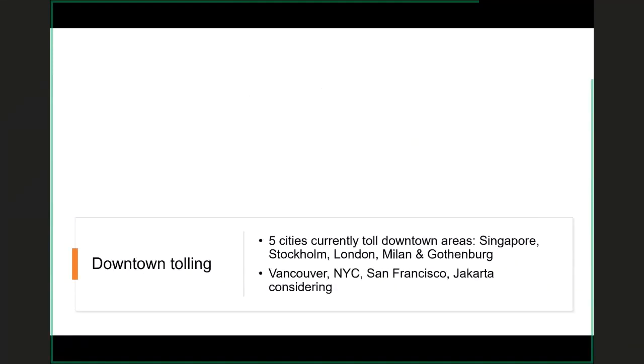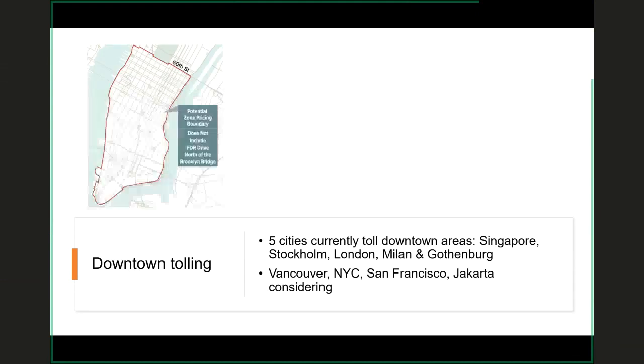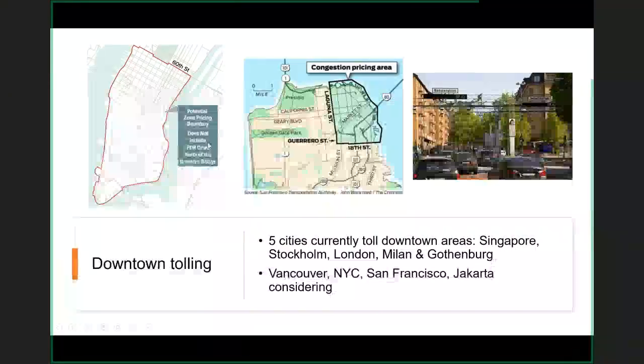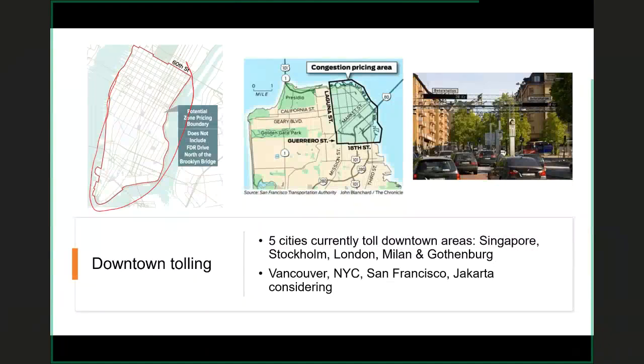The other motivation for the study is downtown tolling. There's 5 cities that currently toll downtown areas. There's Singapore, Stockholm, London, Milan, and Gothenburg in Sweden. But it's kind of on the docket in a lot of places. Like New York City actually has this zone here that you see that they anticipate rolling out downtown tolling there at some point in 2021. I don't know if it will be sped up or slowed down by this, but this is the area of Lower Manhattan where they plan on doing downtown tolling.